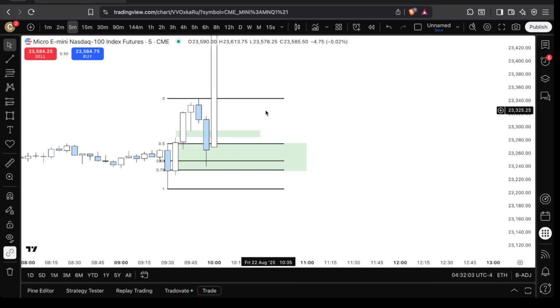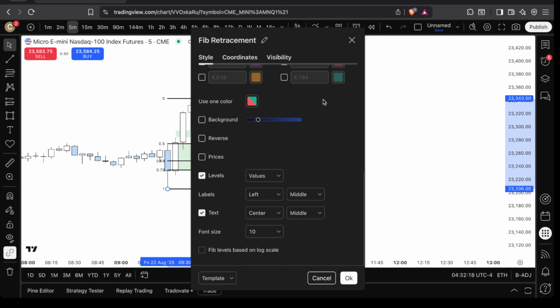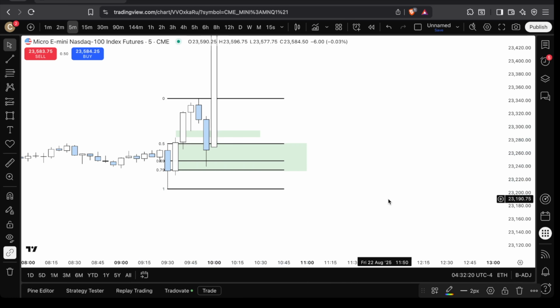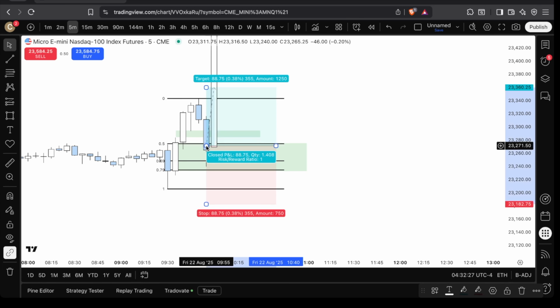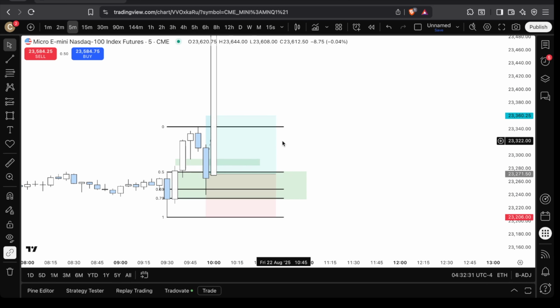And you can see what the price did. The price went into the 0.69 zone. You can copy these settings for the Fibonacci. The 50% zone is the most important. The 79, 69, the golden zones. So you can just copy these settings. And basically, you could just, let's say, enter trades like this. Yes, this can also work.